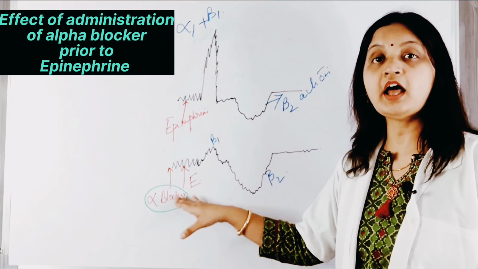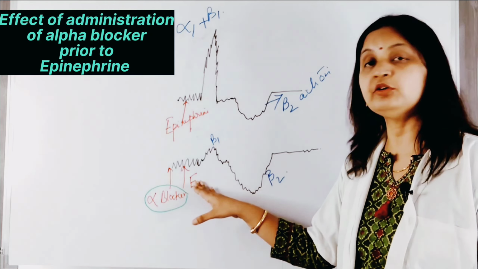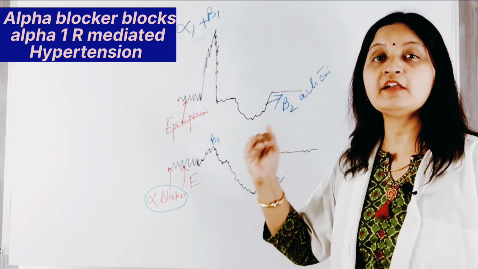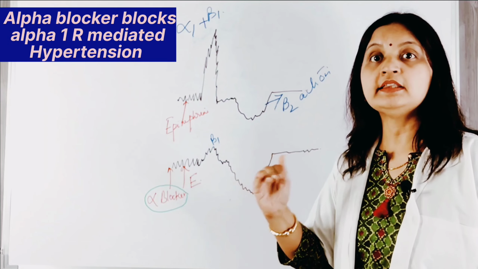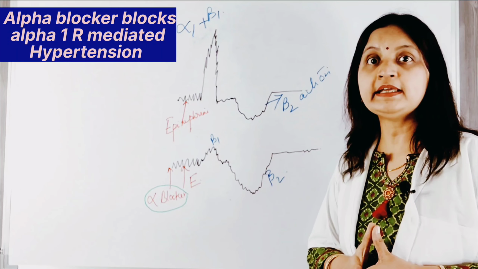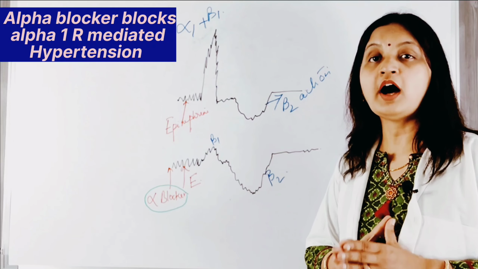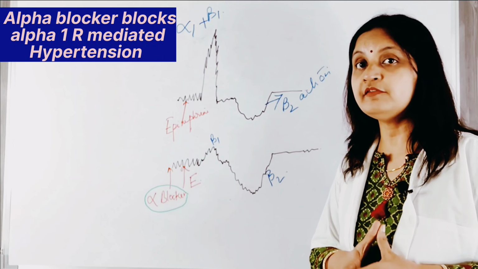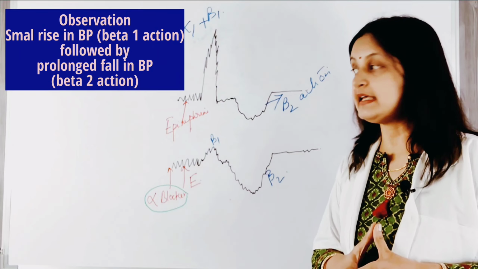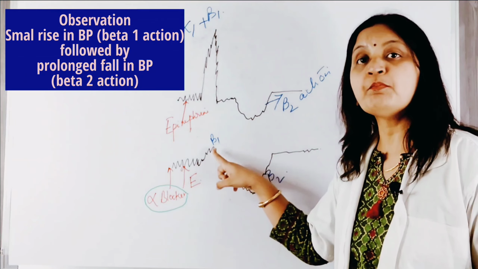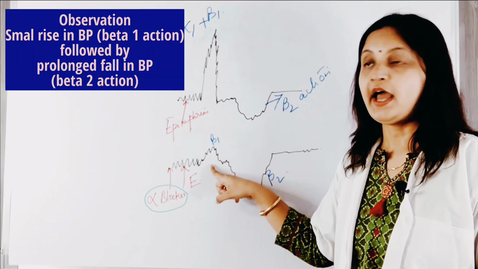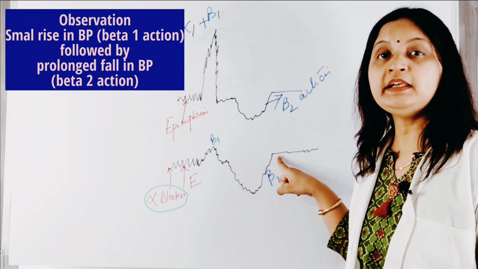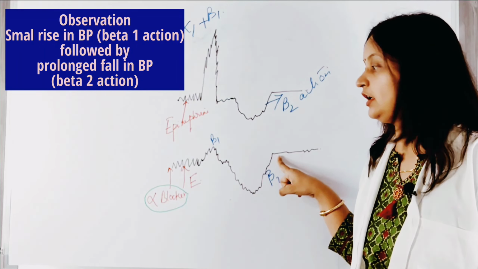So what happens when an alpha blocker is administered prior to epinephrine administration? The alpha blocker blocks the alpha adrenergic receptors, thus abolishing the alpha mediated pressor response, that is, the alpha mediated rise in blood pressure is blocked. So what is observed is a beta 1 mediated small rise in blood pressure, and this is followed by a fall in blood pressure which is due to beta 2 mediated vasodilatation.